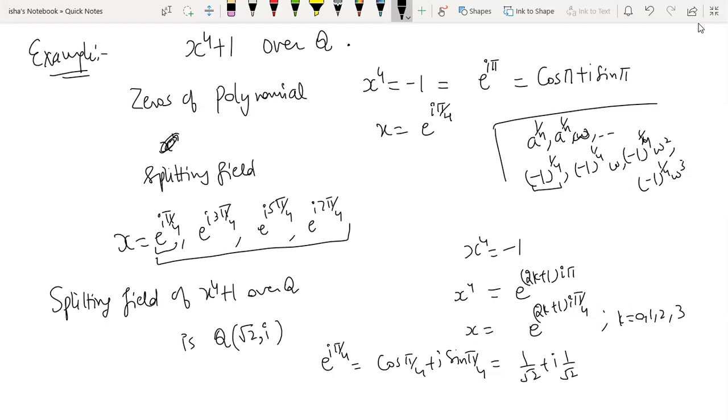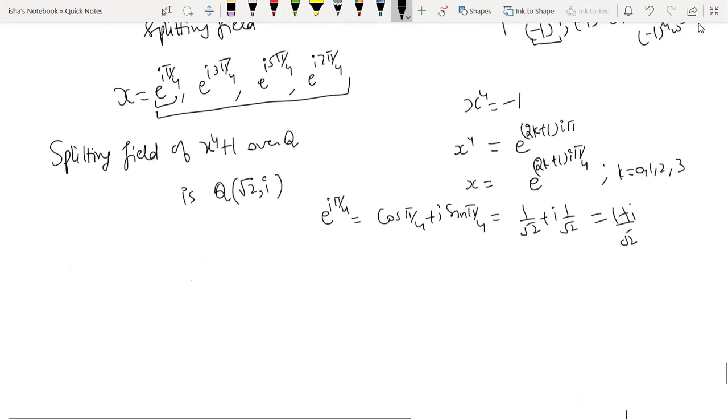So this is the element. Root 2 is not in the rationals, and i is also not in the rationals. So it's sufficient to include root 2 and i. Okay, (1 plus i) by root 2. Some people say that we should include 1 plus i, but 1 is already there, so we should just include this. Their combination is going to generate the root. So this is going to be the splitting field of this polynomial over Q.